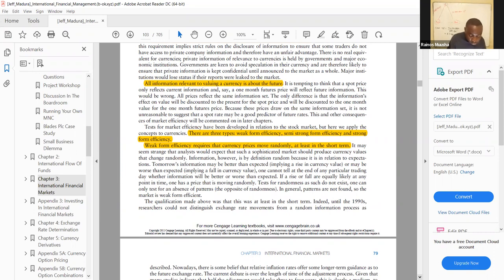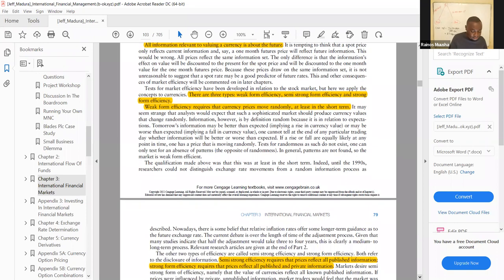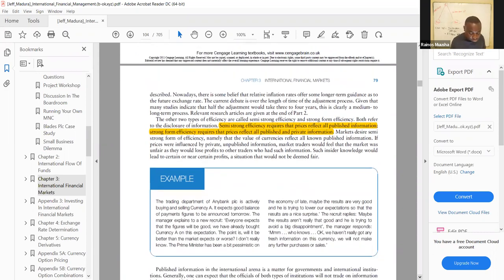A weak form efficiency requires that currency prices move randomly, at least in the short term. So there's basically random movements of currency prices. That's the first assumption. Then the semi-strong form efficiency requires that prices reflect all published information. So strong form efficiency requires that prices reflect all published and private information. So with the strong form of efficiency, we're basically saying that there's no room for insider trading, mainly because private information and public information is basically assumed to be available to all participants in the market as well.